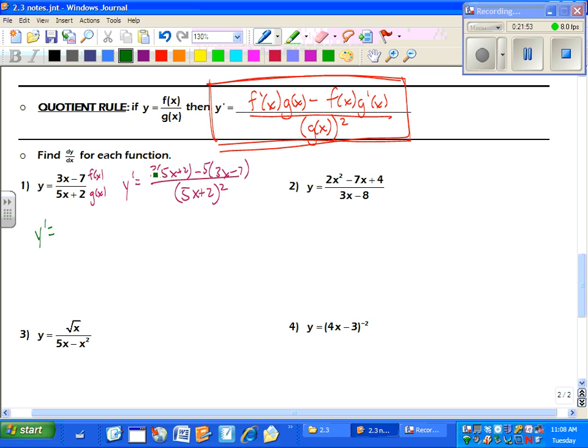So distribute here, we have 3 times 5x, we get 15x plus 6. Remember, we're distributing a negative 5 here to both of these. So we get negative 15x plus 35. And we can just leave the denominator factored.